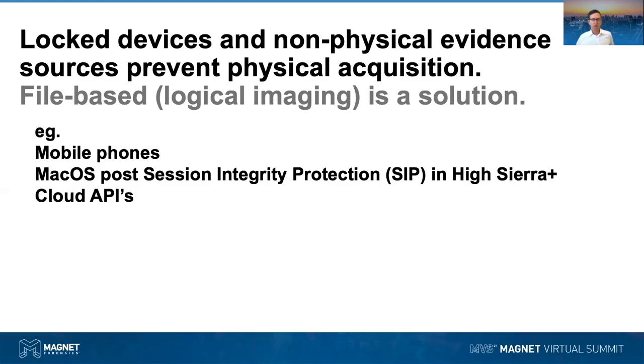For things like Macs, since High Sierra introduced System Integrity Protection, or SIP, they locked out our ability to get full physical access to the first drive in the computer. The only access that we've got left at that point, if we're talking about live forensics, is file-based access. If we're looking at cloud APIs, we don't have physical access. We just have access to streams of data that we're accessing via some kind of web API. How do we do forensic images of cloud APIs? We adopt a logical imaging style approach.